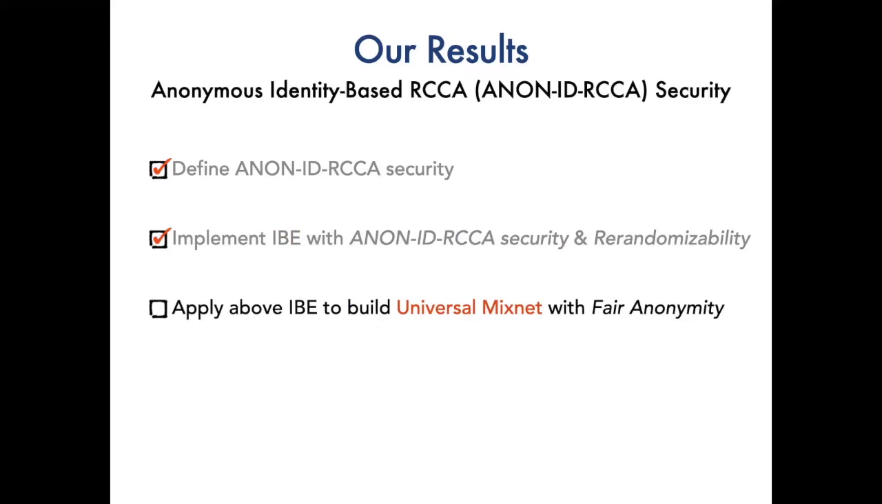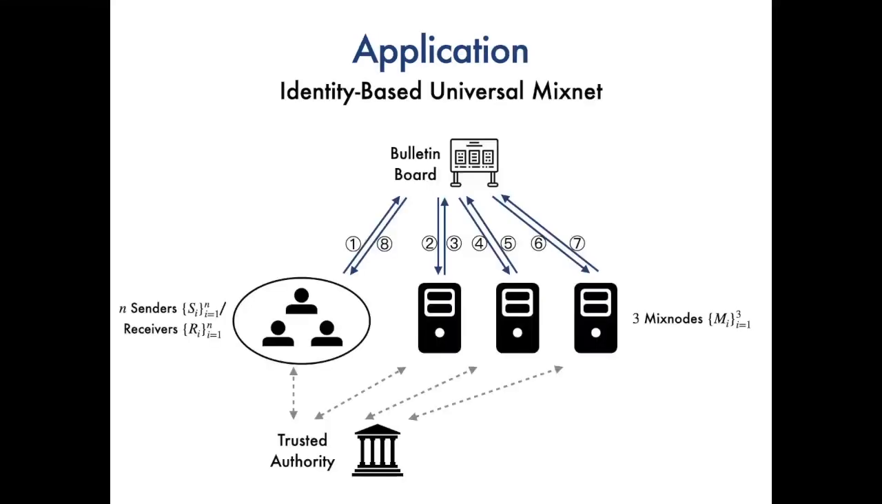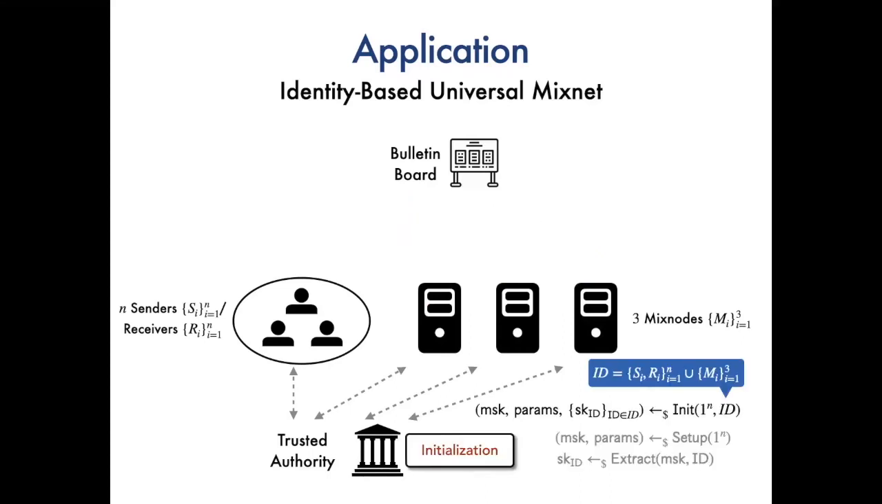Finally, we present an ID-based universal mixnet based on such IBE. Universal mixnet is usually constructed for providing anonymous communication among parties. An ID-based universal mixnet consists of a bulletin board, a trusted authority, a set of senders, receivers, and mix nodes. For simplicity, we assume there are n senders, n receivers, and 3 mix nodes. In the initialization stage, the trusted authority plays the role of key generation center and generates secret keys for each user and mix node.